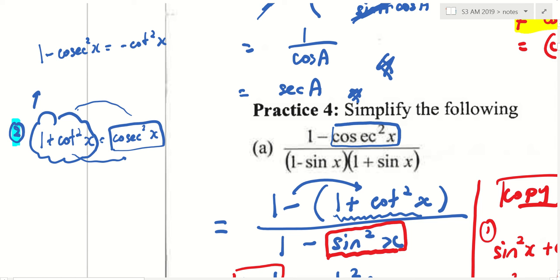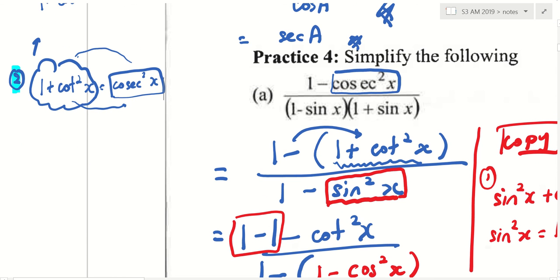And 1 minus 1 will give you 0. So the idea behind using an identity is that on top there are two terms, and after I use the identity it reduces to one term because the 1 got removed. Where are the two terms? 1 minus cosecant is two terms. Terms are separated by plus and minus. But once I expand, I realize that 1 minus 1 is 0, so I'm left with one term only. Can you follow? Okay.